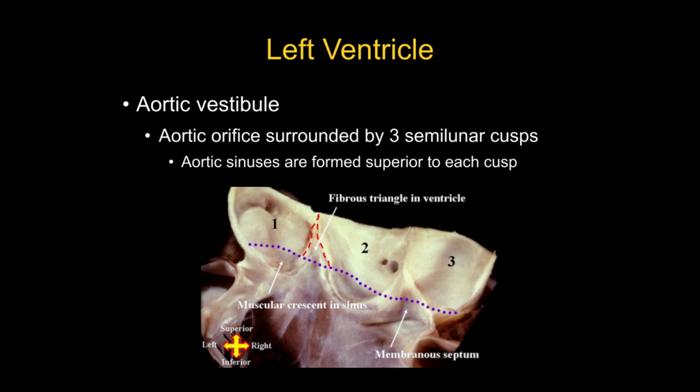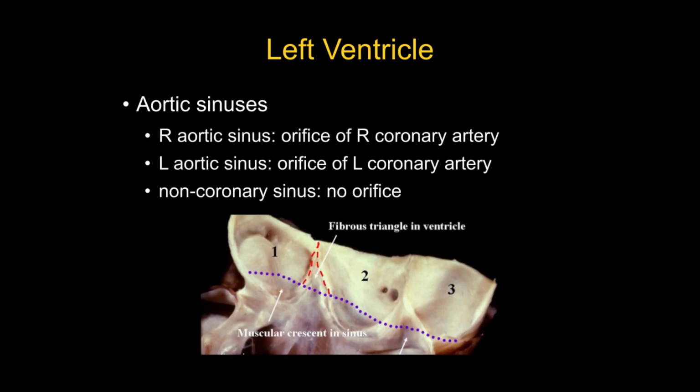Now, what's the importance of this? Since these are now oxygenated blood, the heart itself needs a lot of blood. So there will be two arteries exiting these sinuses to supply the heart. So you have the right coronary artery coming from the orifice from the right aortic sinus, and you have the left coronary artery supplying the left side of the heart, coming out from above the left aortic sinus. Whereas the third sinus does not have any orifice, but has something equally important.